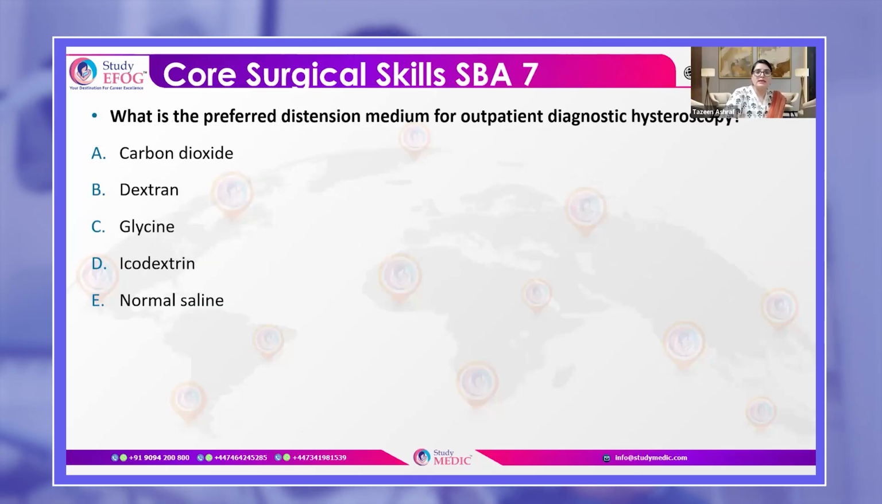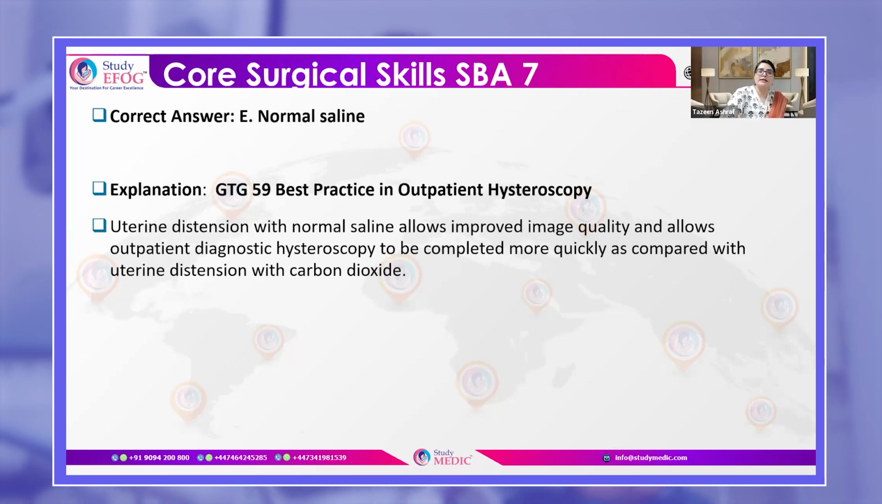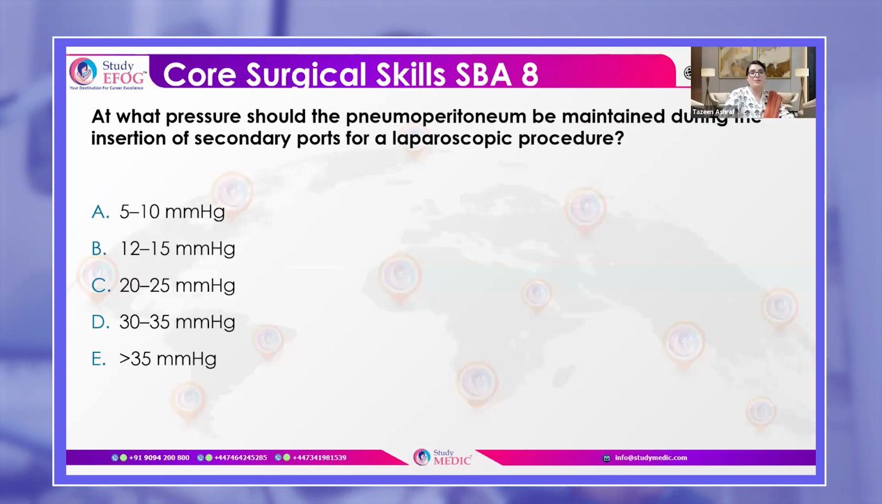What is the preferred distension medium for outpatient diagnostic hysteroscopy? So the preferred distension medium among carbon dioxide, dextran, glycine, icodextrin, or normal saline, we should keep in mind that this is normal saline. Uterine distension with normal saline allows improved image quality and allows outpatient diagnostic hysteroscopy to be completed more quickly as compared with uterine distension with carbon dioxide.